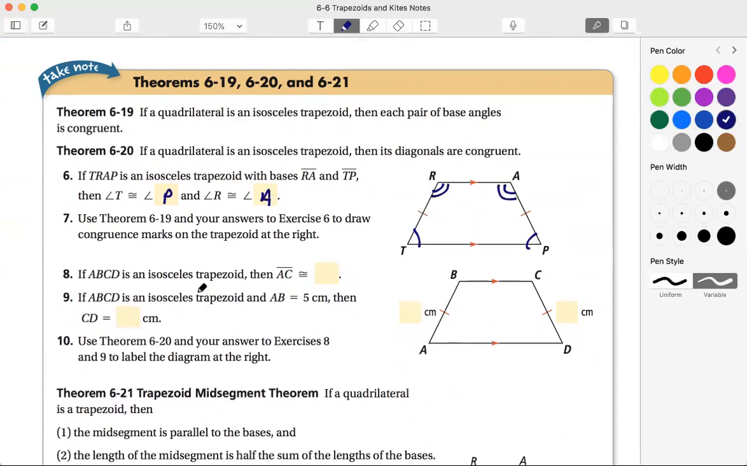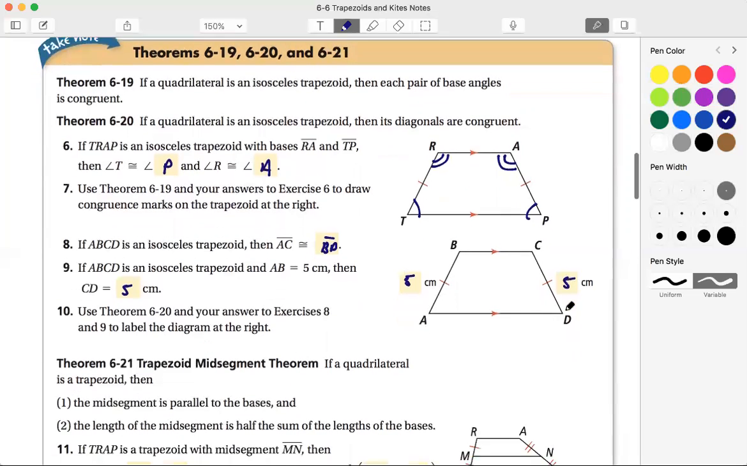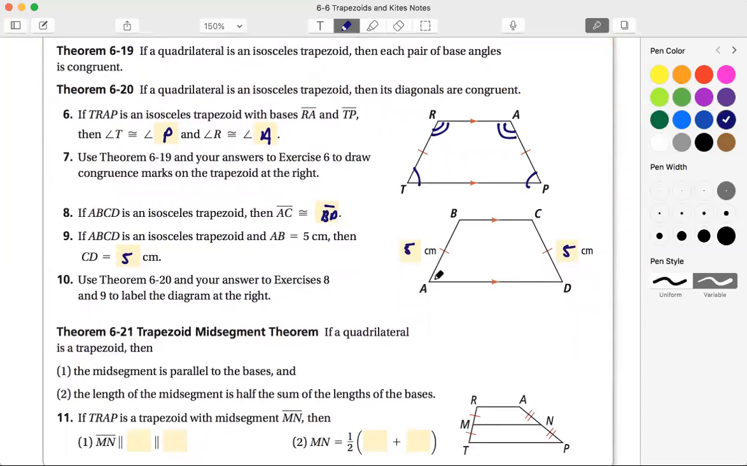All right, if ABCD is an isosceles trapezoid, then AC must be congruent to BD. If ABCD is an isosceles trapezoid and AB equals 5 centimeters, then CD equals 5 centimeters. All right, so we're going to plug those in. And then we also can plug in these. Here's that diagonal, and here's this diagonal. And we know both of these are congruent.